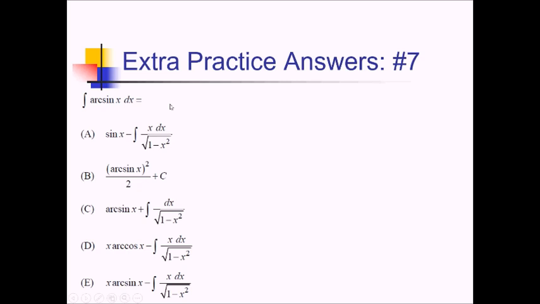Now, the key to getting this whole problem started is thinking of this not just as arcsine of x, but as arcsine of x times 1. This is a product, and when we don't know how to deal with a product, we kind of throw our hands up in the air and use integration by parts. So that's how we're going to handle this problem. All right, so our general setup is we have integral of u dv equals uv minus integral of v du.